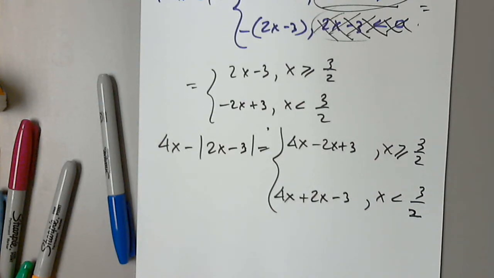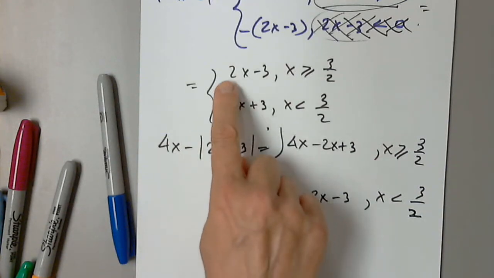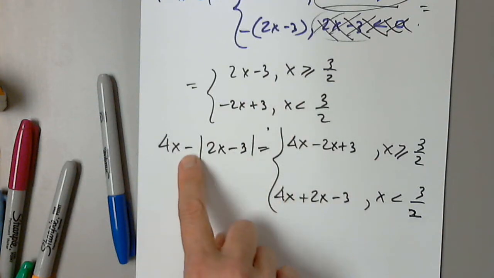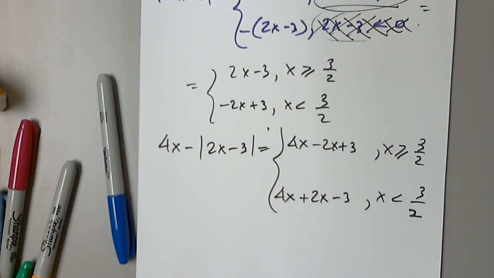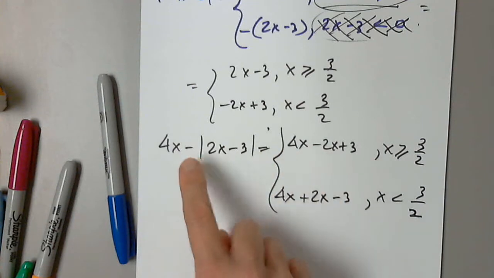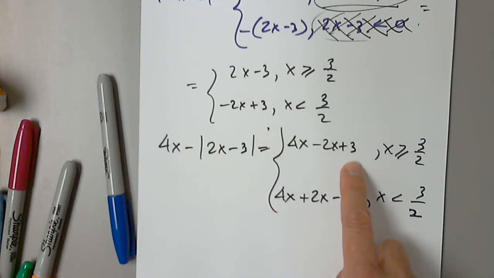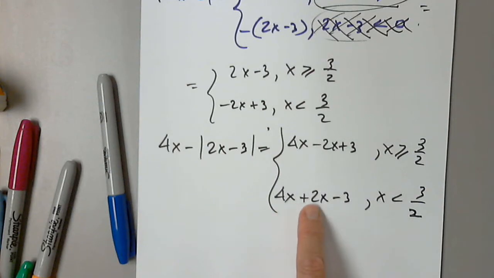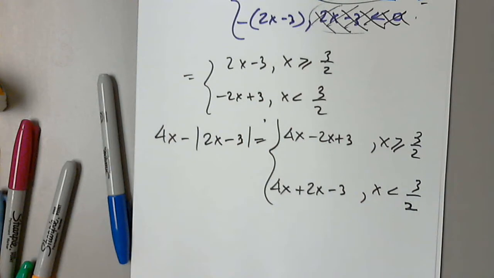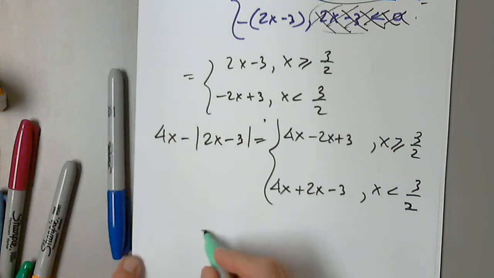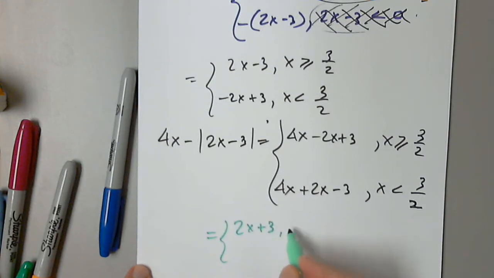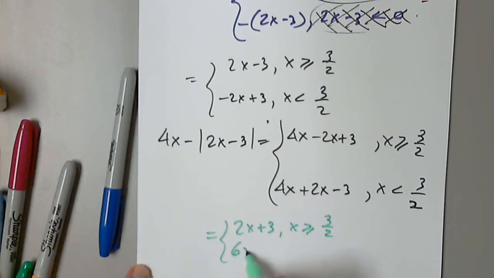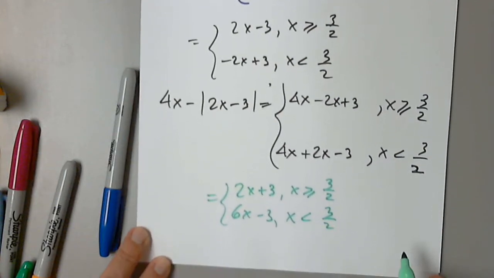Yes, Mike. So the 4x, the negative isn't distributed to the other two? Negative is distributed here, and I get this. Negative is distributed here, and I get this. Would it be plus 3? So negative times 2x is negative 2x. Negative 1 times negative 3 is positive 3. Negative 1 times negative 2x is positive 2x. Negative 1 times positive 3 is negative 3. Okay. Better? Yeah. So now we combine like terms, and we get 2x plus 3x greater than or equal to 3 halves, and 6x minus 3 for x less than 3 halves.